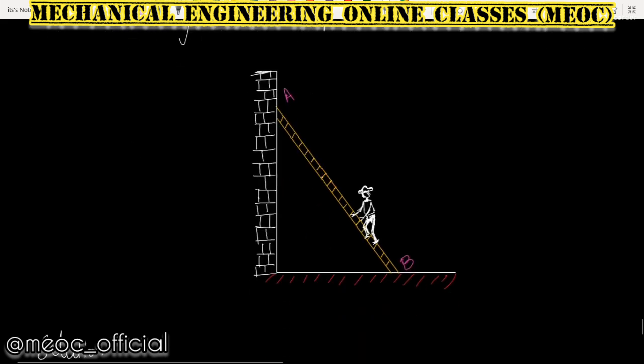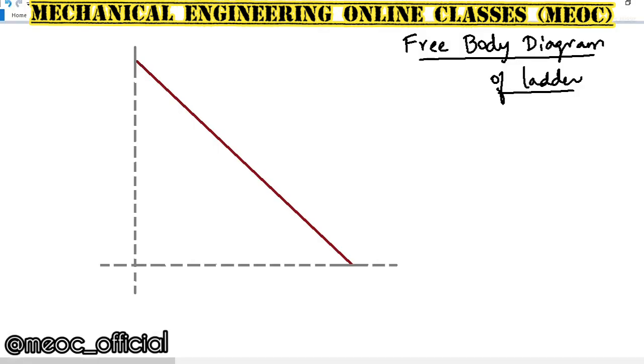So the figure is this. Let us see the free body diagram of the ladder. The walls are removed and they are replaced by support reactions. From the question, this point is A and this point is B. I am naming the normal reaction at point A as NA, and the normal reaction at point B from the horizontal ground as NB.